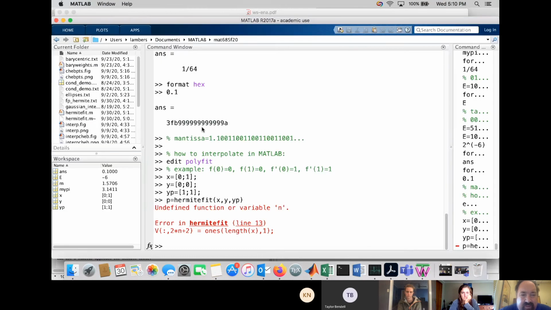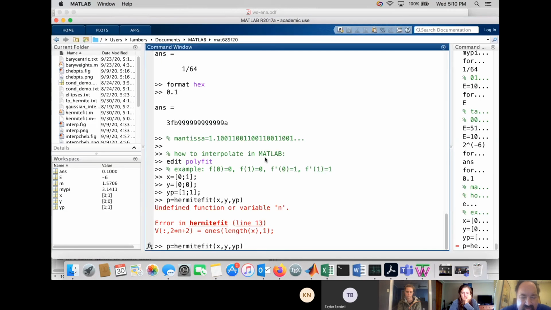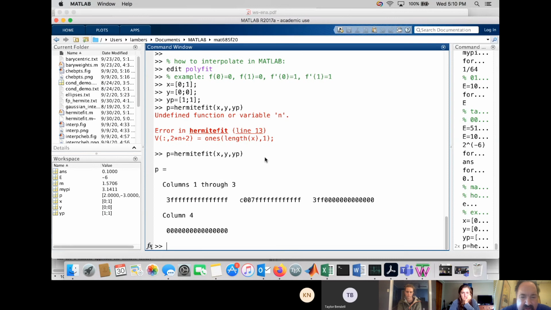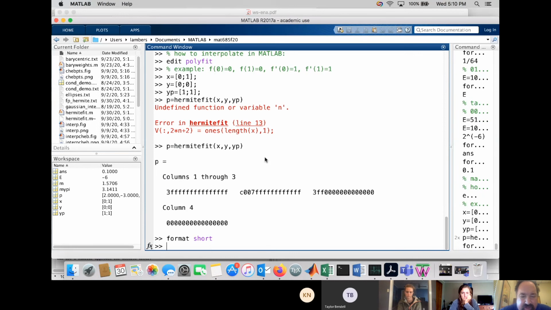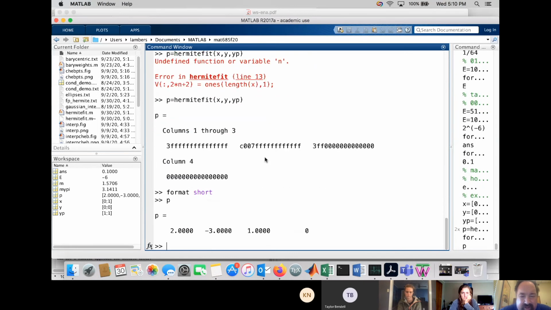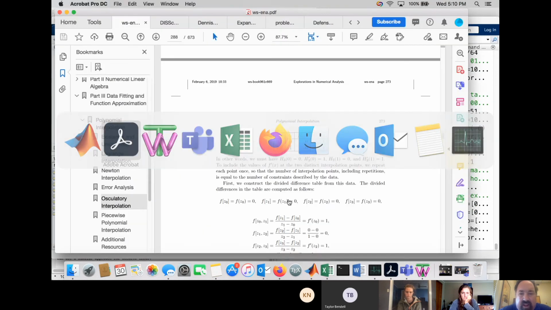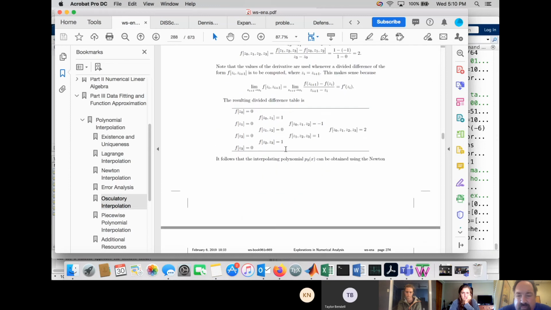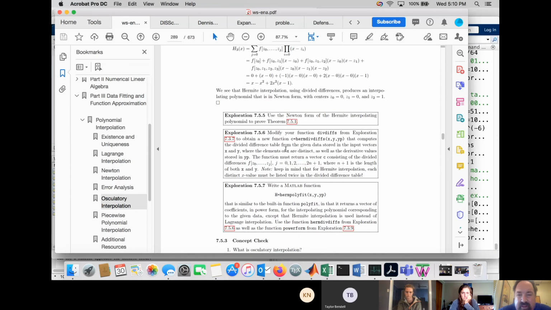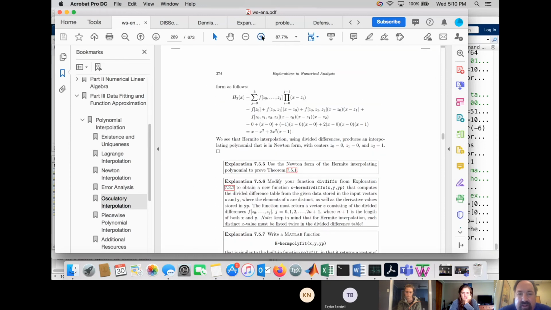All right, let's try it again. All right, I have a solution, an answer, but it's in hex format. Let's put it back to format short and see what it looks like. Okay, 2, minus 3, 1, 0. Let's see if that's correct. The polynomial, okay, is here.